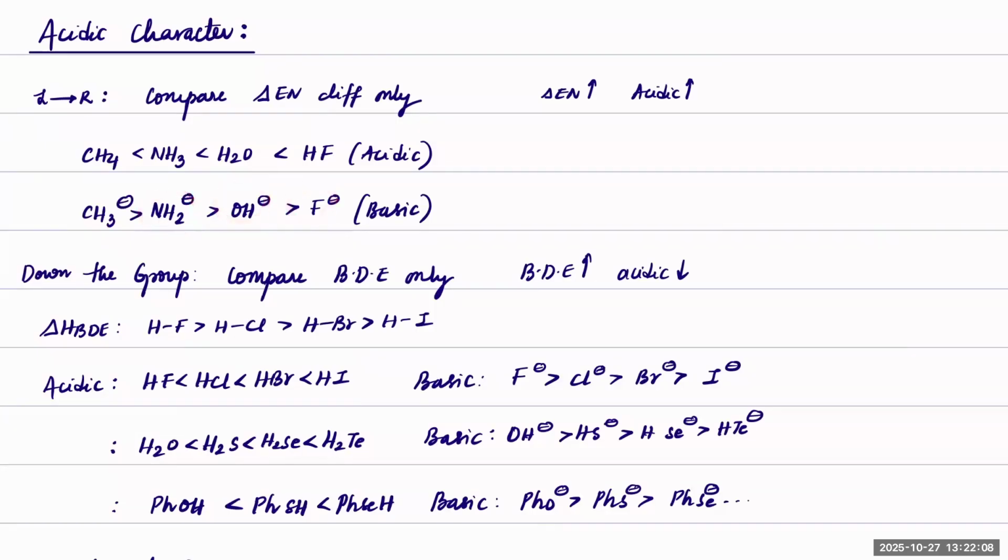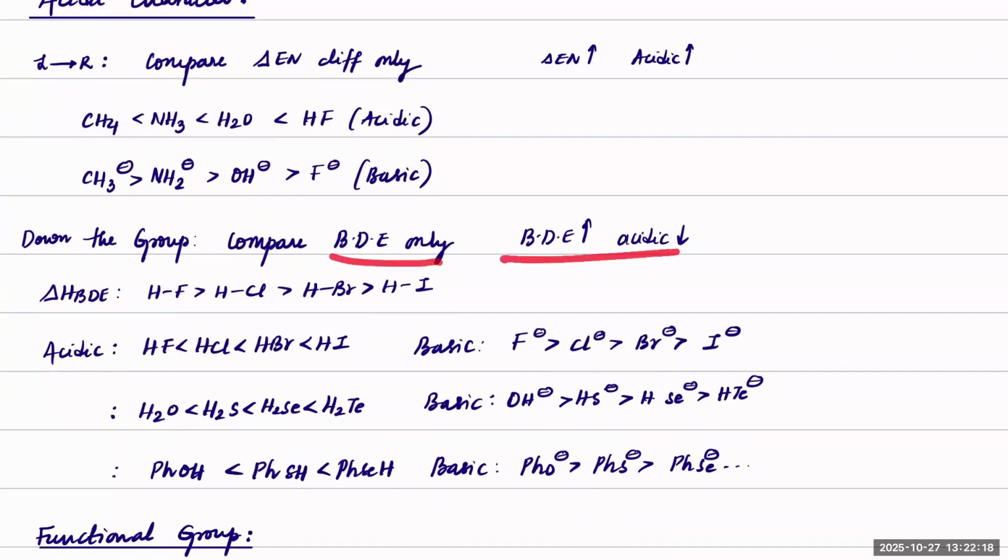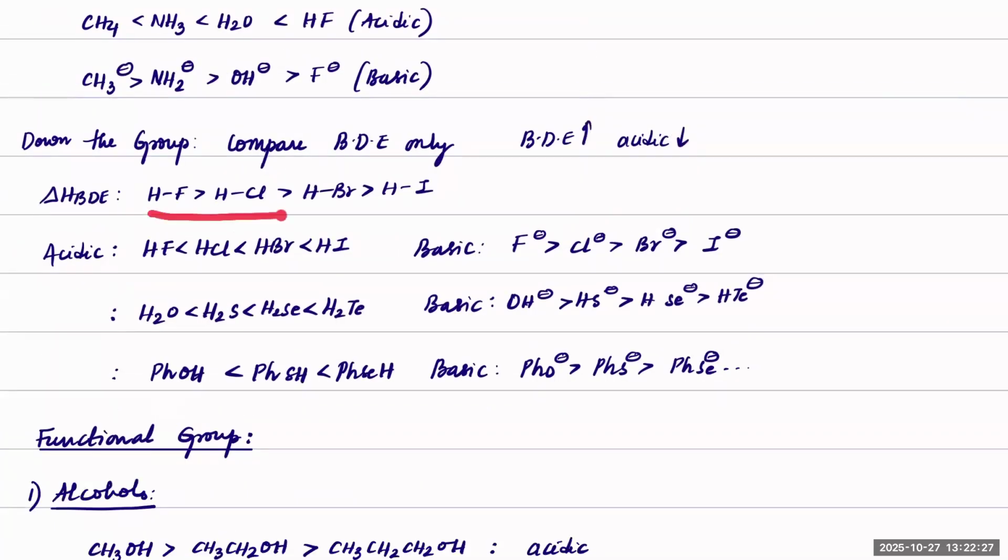While when it comes to down the group, bond dissociation energy only needs to be compared. Got it? So if you have more bond dissociation energy, acidic character will be less. See, down the group, HI requires the least amount of energy. Because it requires least amount of energy, this is more acidic. So you can see acidic character, HI is greater than HBr than HCl.